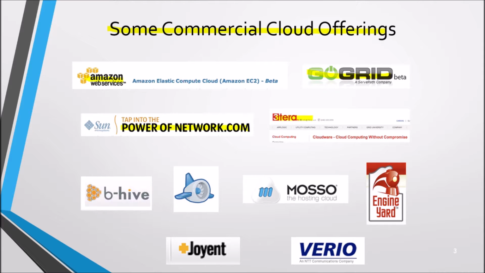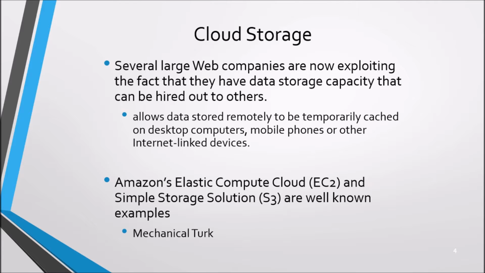Some commercial cloud offerings: Amazon Web Services, GoGrid Beta, PowerOfNetwork.com, 3Tera, Moso, Beehive, EngineYard, Joyent, Verio, etc. Cloud storage. Several large web companies are now exploiting the fact that they have data storage capacity that can be hired out to others. Data stored remotely can be temporarily cached on desktop computers, mobile phones, or other internet-linked devices. Amazon's Elastic Compute Cloud EC2 and Simple Storage Service S3 are well-known examples.